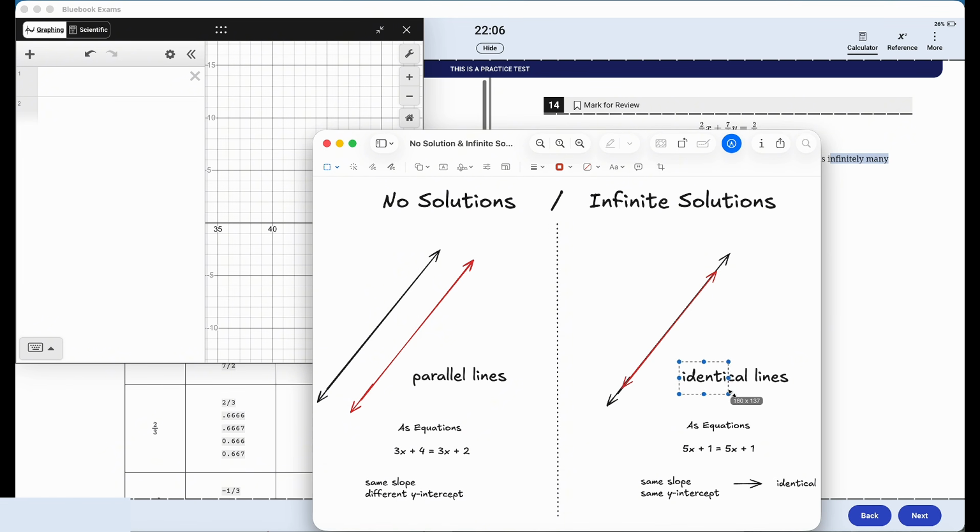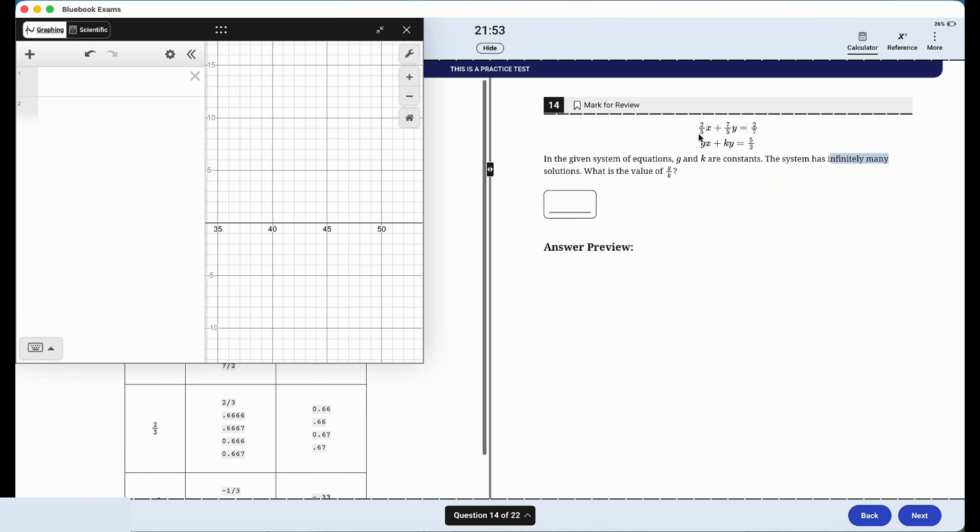It means I think of one word, this helps me remember it. I think identical. On a graph, they would be the same thing, right? Identical. But also as equations here, you see this is an example of something that's infinitely many solutions. They literally have to be identical. So what they're telling me is that this equation and this equation have to be the same.